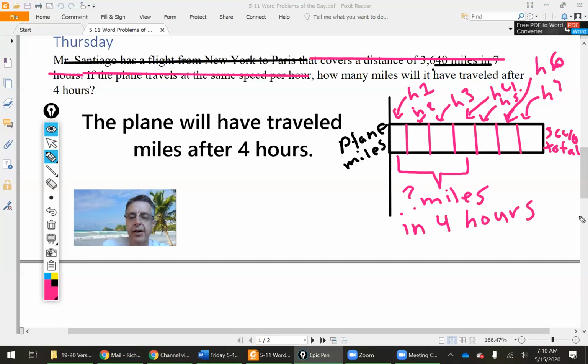So I've got my 4 hours, 1, 2, 3, 4, and I want to know how many miles that's going to be. So my expression, the first thing I have to do is find out how many miles are in each one of these little boxes. I don't know that, so I'm going to call the variable here H. That means how many miles in each hour. We'll call each one H.